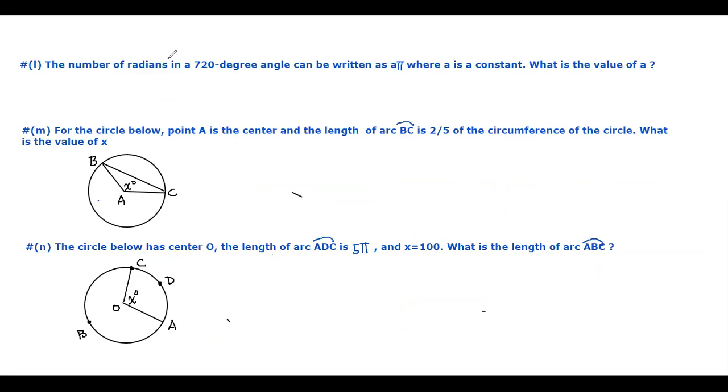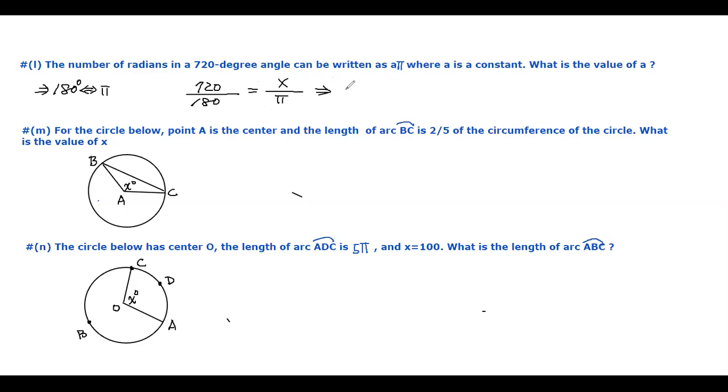Okay, so now the problem here: the number of radians in the 720 degrees angle can be written as a pi. So a is a constant. What is the value of a here? Remember, during our review, we said 180 degrees is equivalent to what? To pi here, right? So we can write 720 equivalent to x, and 180 is equal to pi, right?